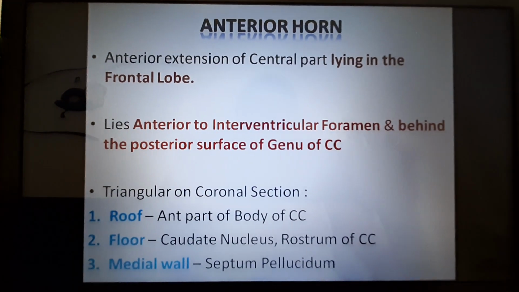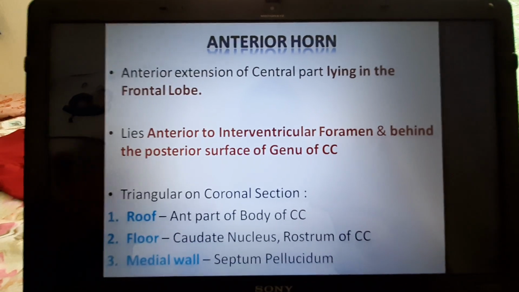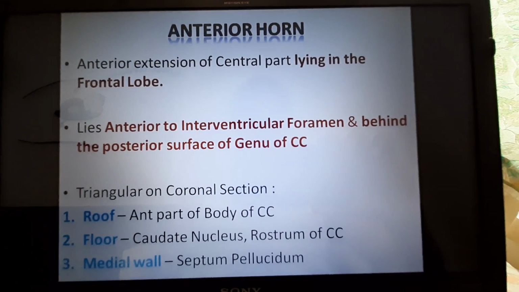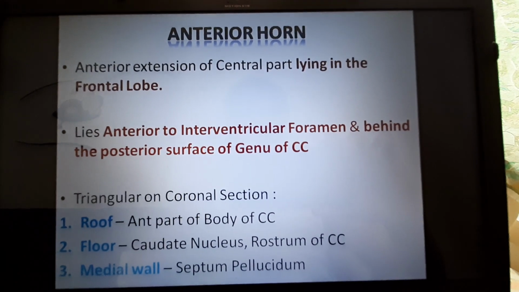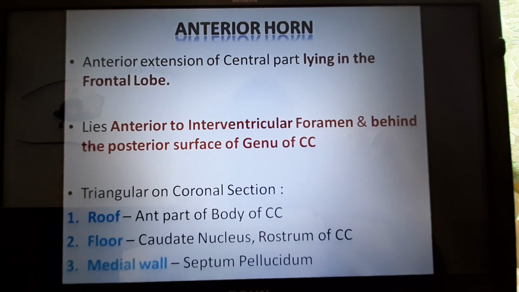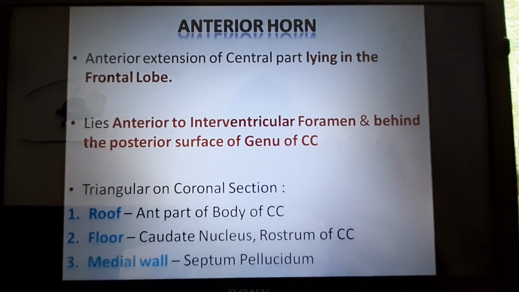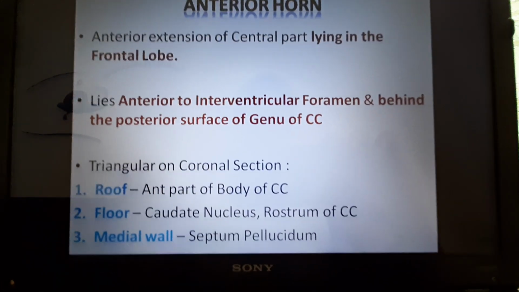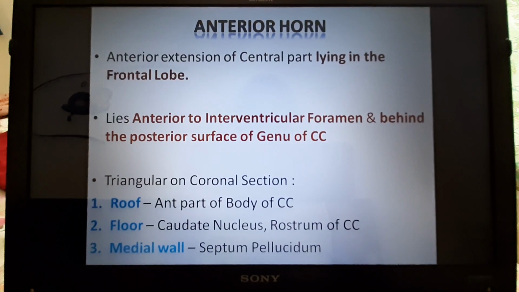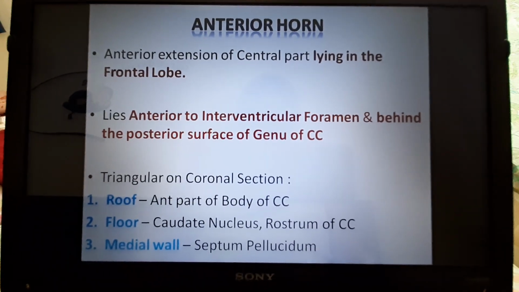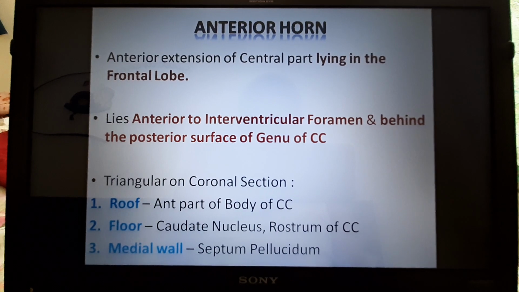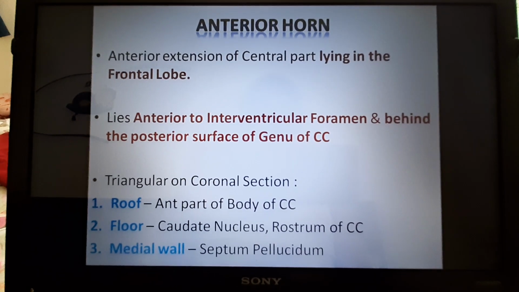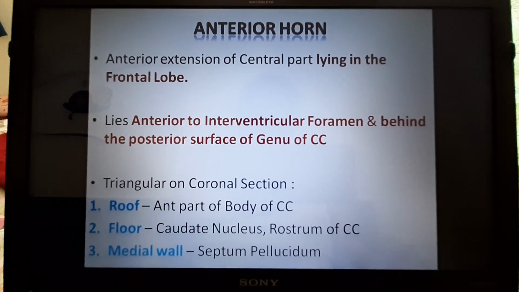Now we look at the anterior horn, which we earlier saw occupies the frontal lobe. It lies anterior to the interventricular foramen, behind the posterior surface of the genu of the corpus callosum. We are all aware of the genu of the corpus callosum. The anterior horn on coronal section looks triangular in shape. It has a roof formed by the anterior part of the body of the corpus callosum. It has a floor occupied by the caudate nucleus and the rostrum of the corpus callosum, and the medial wall is formed by the septum pellucidum.